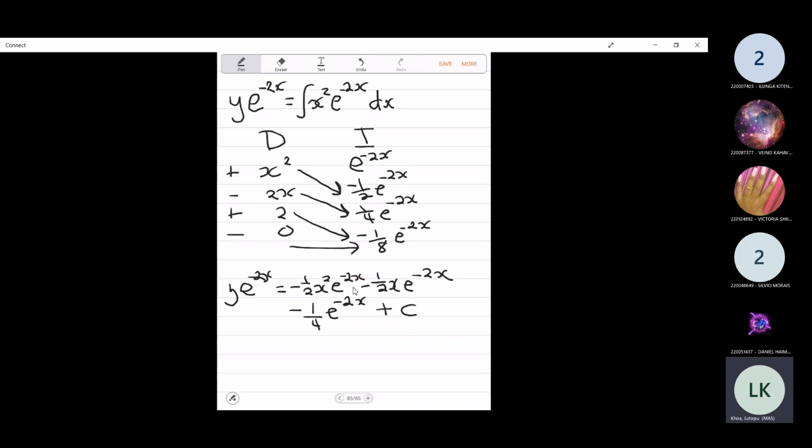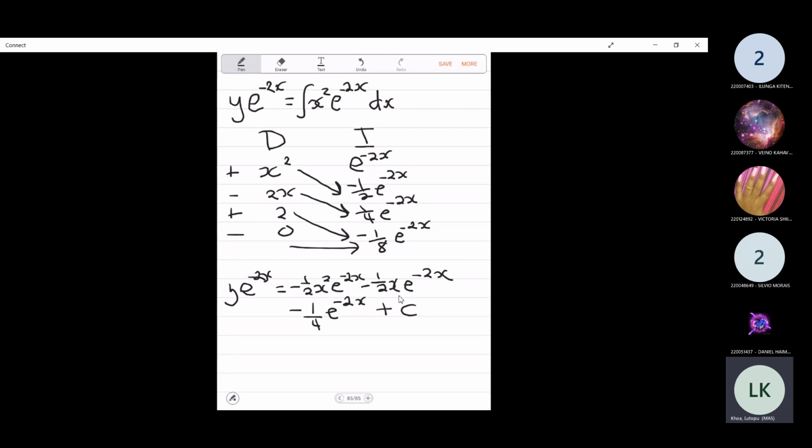Okay, so now we have this, and that is our solution. y times e to the power of minus 2x is equal to minus a half x squared e to the power of minus 2x minus a half x e to the power of minus 2x minus 1 over 4 e to the power of minus 2x plus a constant. Again, you can rewrite this to make it look nicer.